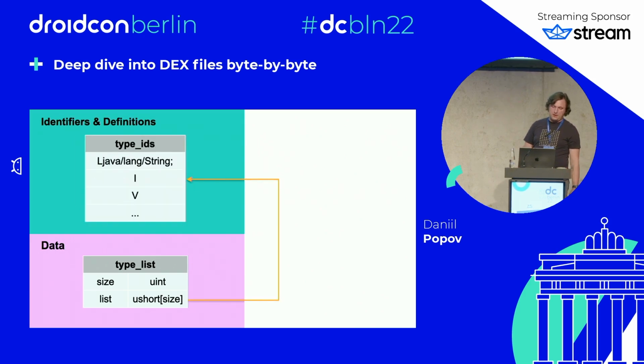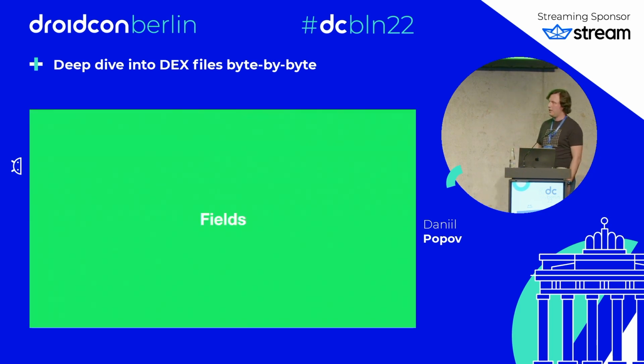And then we just have an array of indices pointing into the already familiar type IDs table. So this is type list. We'll just have the indices to types. That's how the types of arguments of a function are encoded here.